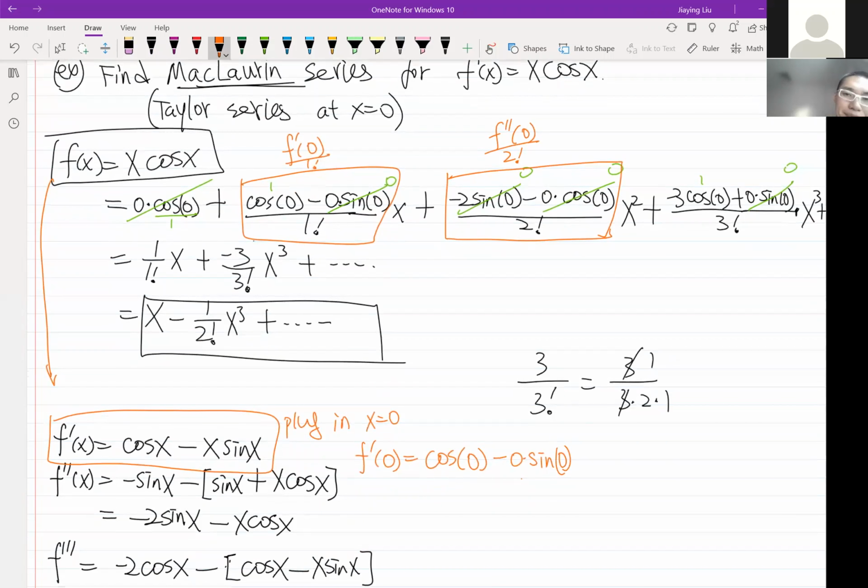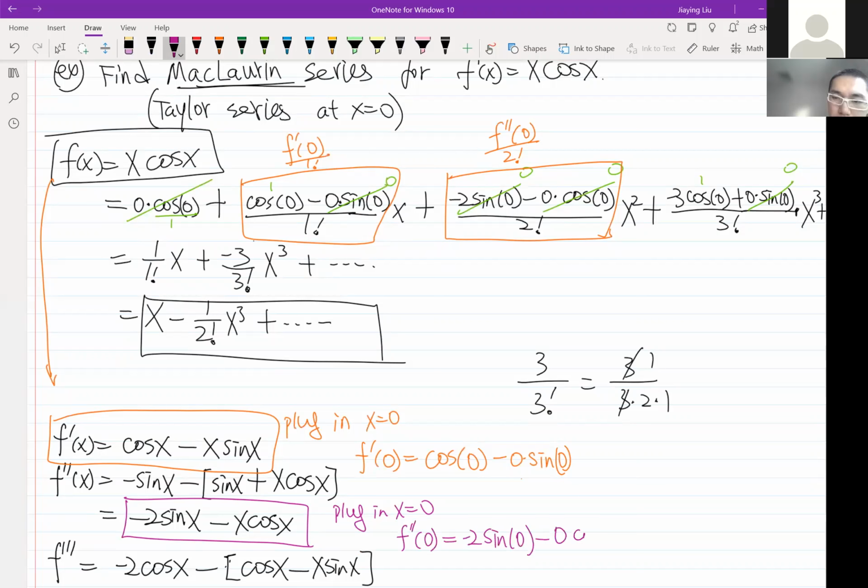So on the side, I found the second derivative by taking the derivative of the first derivative, and I end up with this being the second derivative. But I don't want the second derivative in general. I want to find the second derivative with x equals 0, so I plug in 0 there. That gives me the second derivative of f with 0 as an input: -2 sine 0 minus 0 cosine 0. Then I take that expression, put it in the numerator, and it repeats this process.